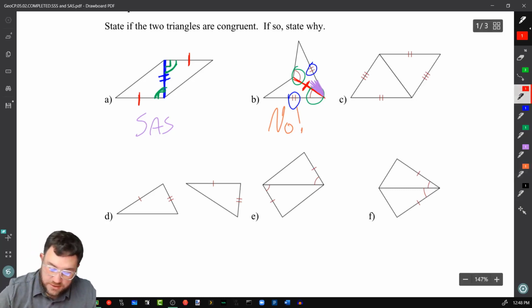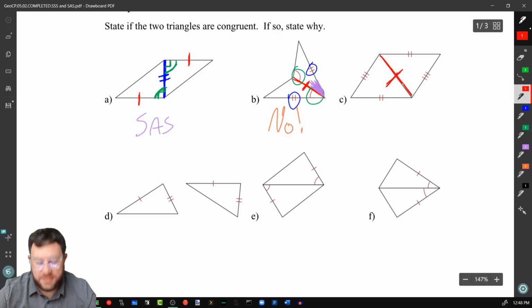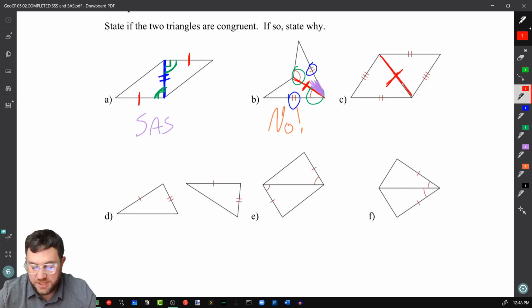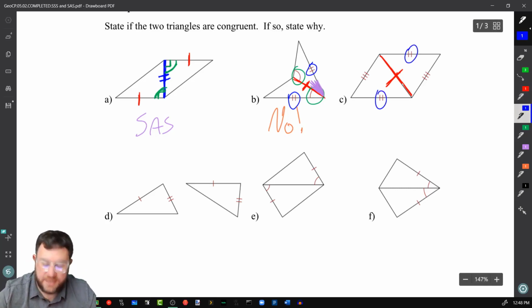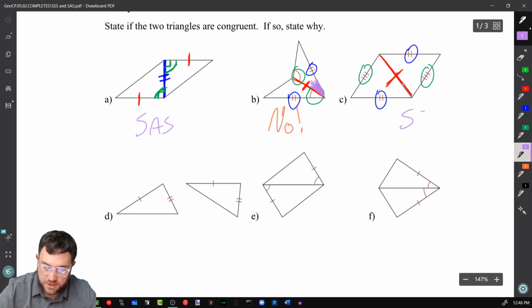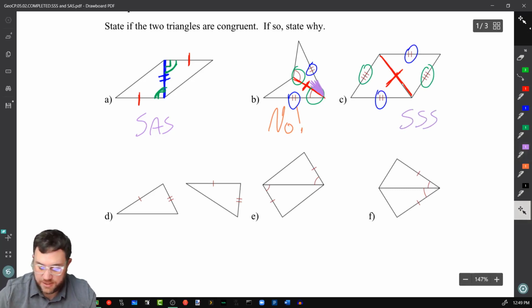For C, again, they share this side, so we should mark that. It's congruent to itself. And you can see here we have that side, we have the pair with the 2 marks, we have the pair with the 3 marks. So these will be congruent by side, side, side.